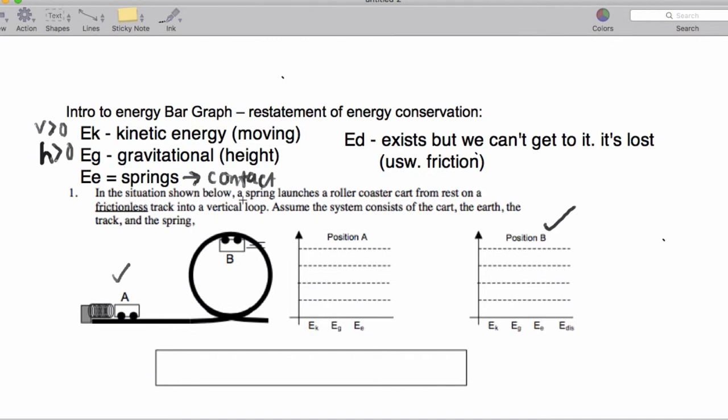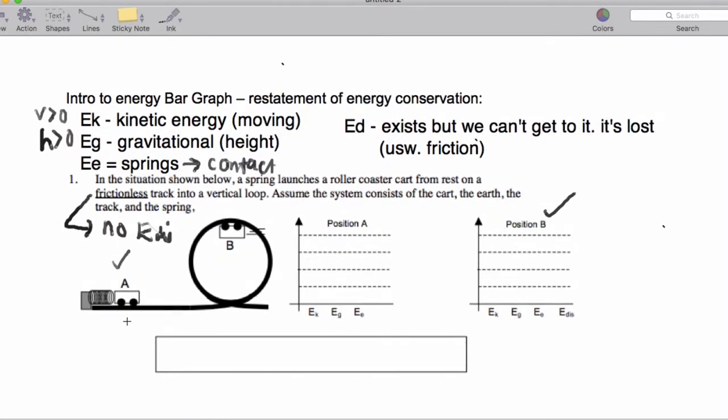So one thing we want to note. In number 1, it says, in the situation below, a spring launches a roller coaster cart from rest on a frictionless track into a vertical loop. We assume the system consists of the cart, the earth, the track, and the spring. Notice it says frictionless, and what that means is there will be no E dissipated.